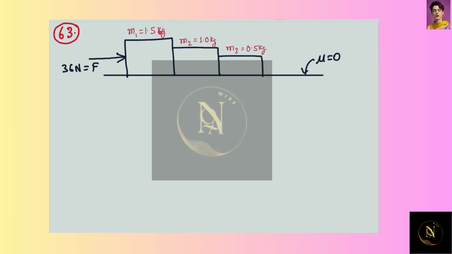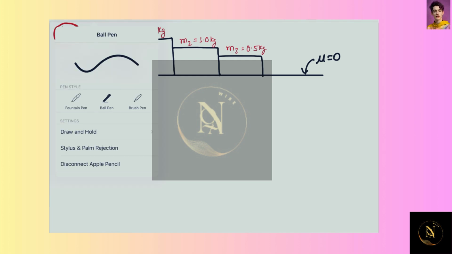In this problem, three blocks of masses 1.5 kg, 1 kg and 0.5 kg are kept on a horizontal frictionless surface. A force of 36 Newton is applied on the last block in the given direction. We have to find the acceleration of each block. When this force acts on the system, the entire system will move in the forward direction, since there is no resisting force as there is no friction.